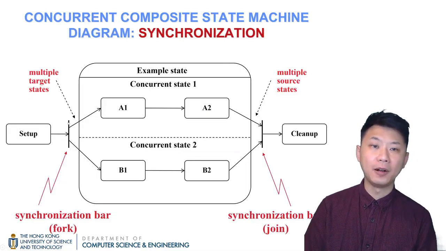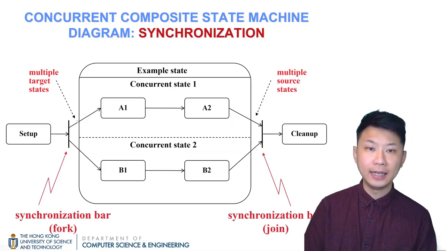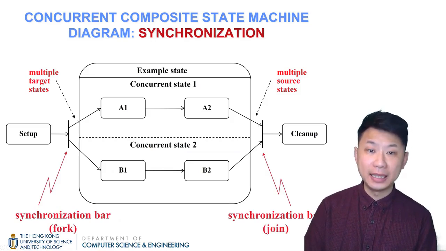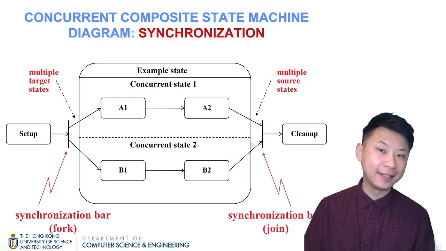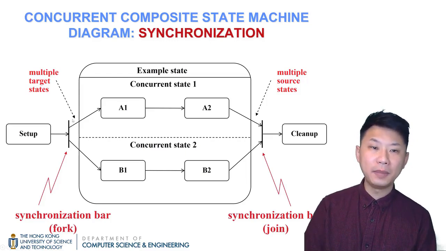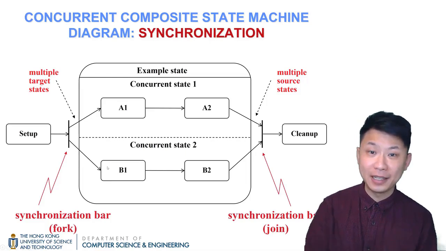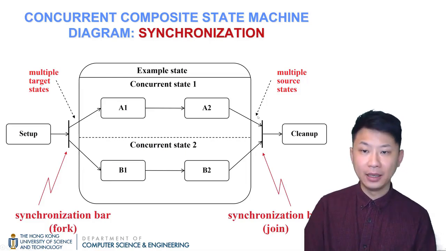And this is an example of a concurrent composite state machine diagram with synchronization. And when we have a bar, that means we have synchronization. So what do we mean by having a bar with multiple target states? For example, this bar is going to point to A1 and B1 at the same time. This bar actually means that we're going to go into A1 and B1 at exactly the same time. So that means synchronization.